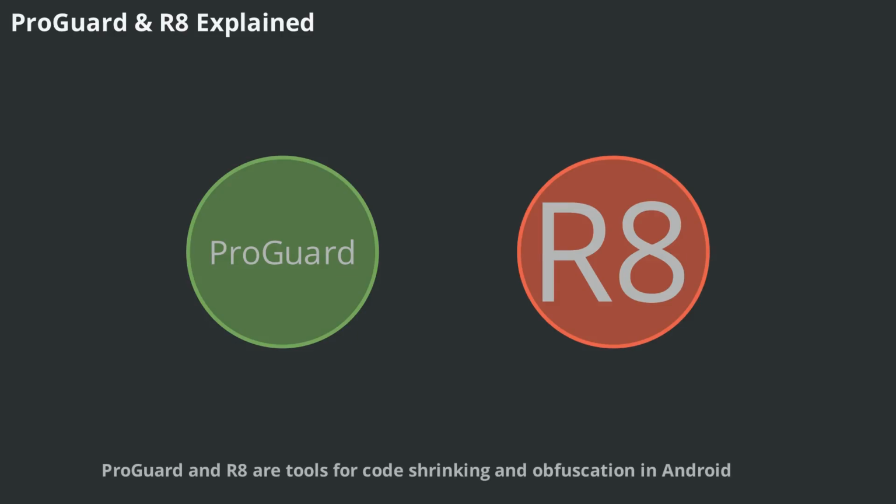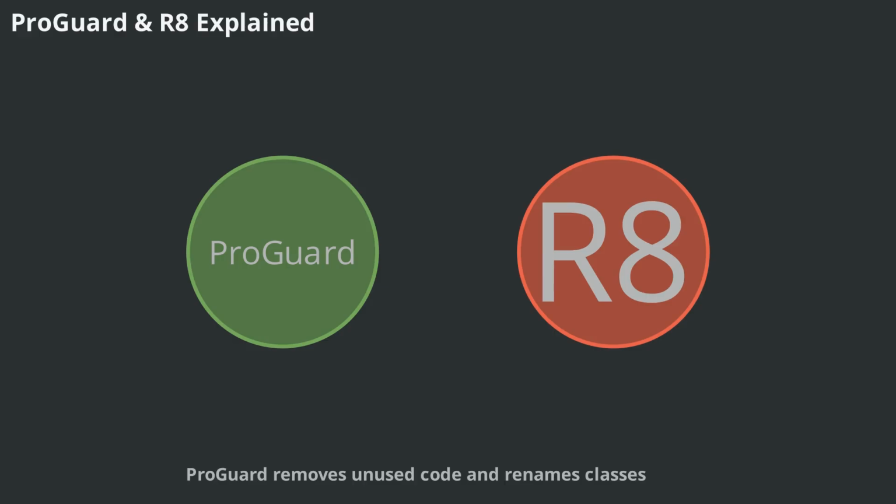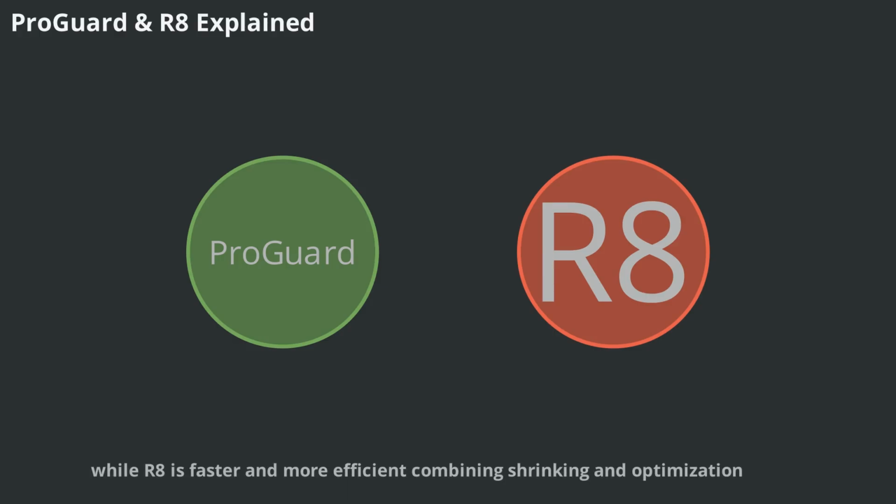ProGuard and R8 are tools for code shrinking and obfuscation in Android. ProGuard removes unused code and renames classes, while R8 is faster and more efficient, combining shrinking and optimization. Both tools reduce APK size and protect code, configurable via build.gradle. R8 is enabled by default in modern projects.